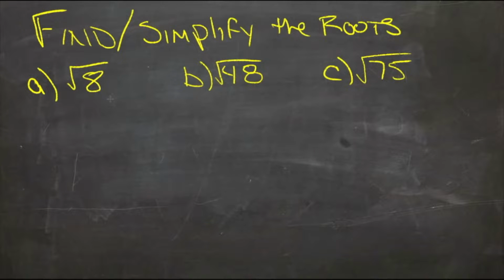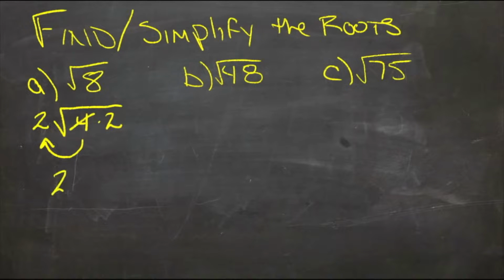So what we're going to do, instead of just estimating what the decimal value would be, we're going to simplify these roots by rewriting the numbers inside using their factors. 8 is the same as 4 times 2. 2 we still don't know the root for, but 4 we do know the root for. So we can pull 4 out of the root and say the square root of 4 is 2. That gives us a 2 outside the root and a 2 inside the root.